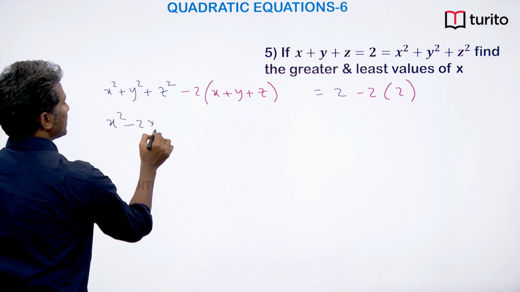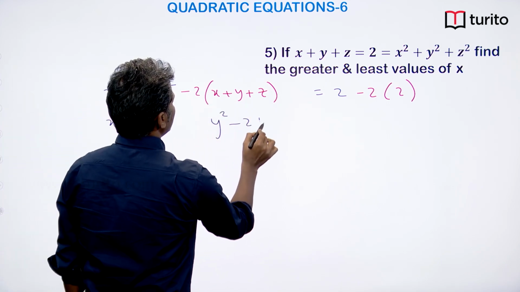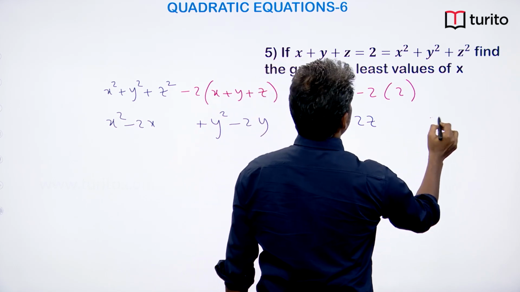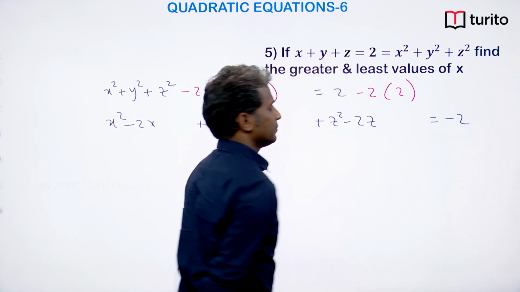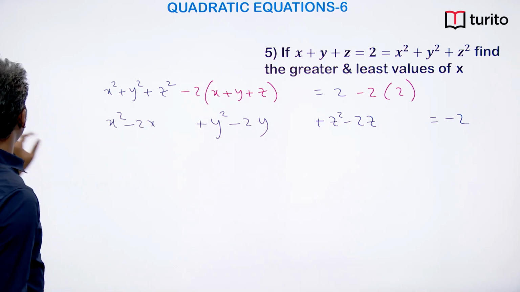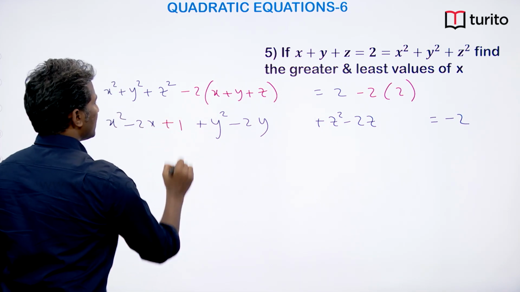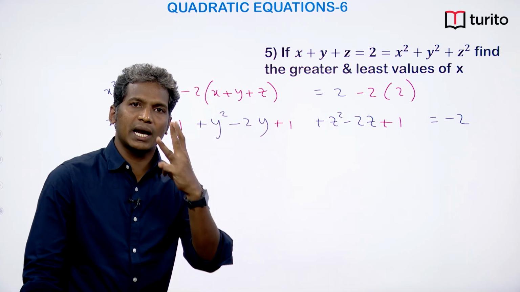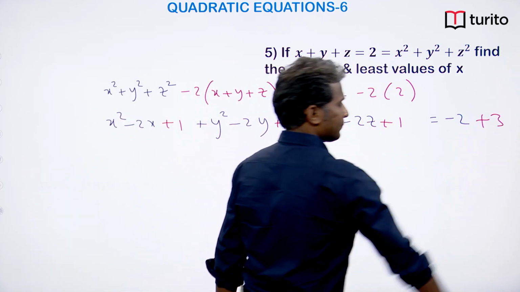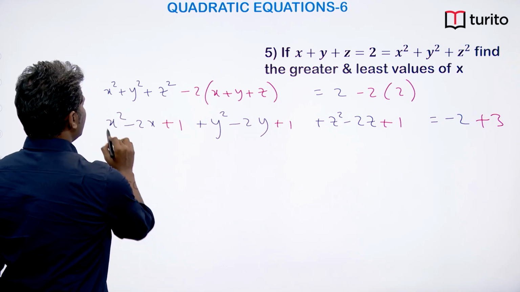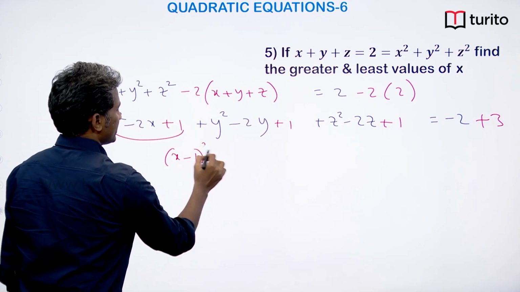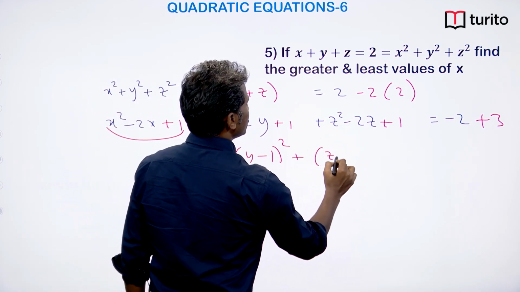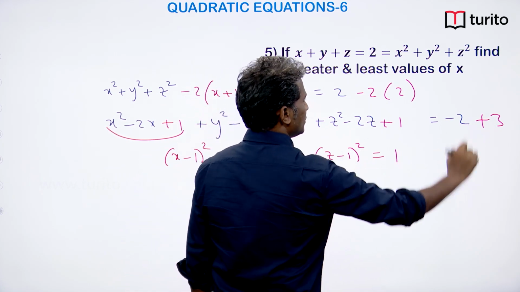x square minus 2x here, and y square minus 2y here, and z square minus 2z here, and in the RHS 2 minus 4 is going to be minus 2. Okay. Now, after looking at these terms, I am getting this idea that I will add 1 here. Okay. So, effectively how much did I add? I added 3. So, let us balance it here. Now, what do we get? If we club these 3, we are getting x minus 1 whole square. If we club these 3, we are getting y minus 1 whole square. If we club these 3, we are getting z minus 1 whole square. This must be equal to 1.